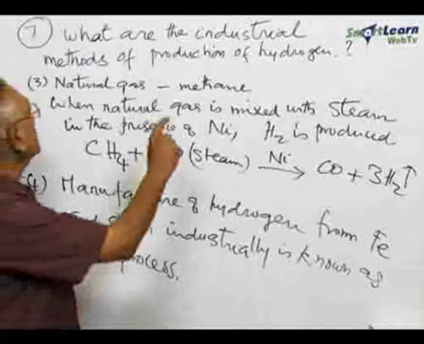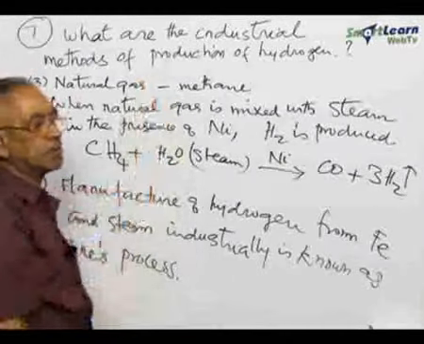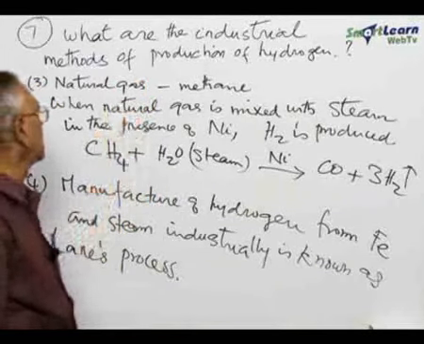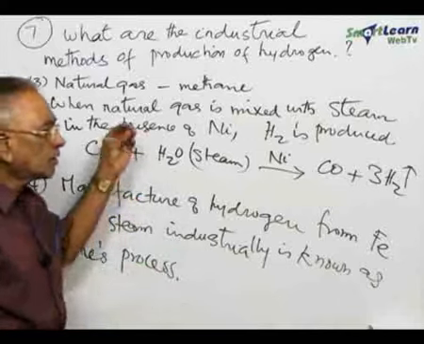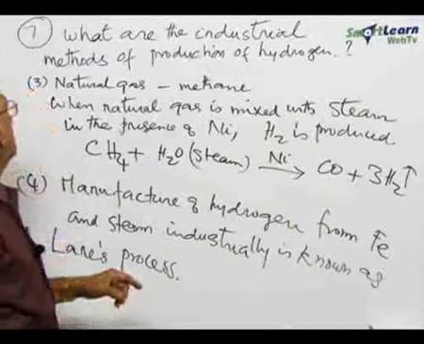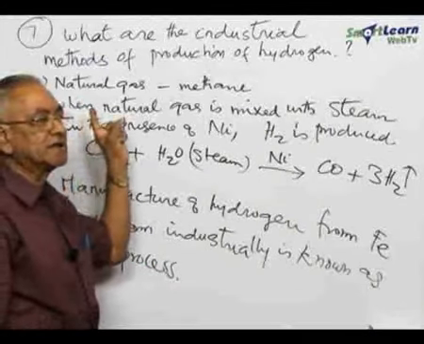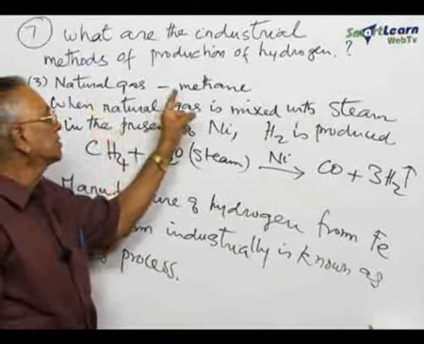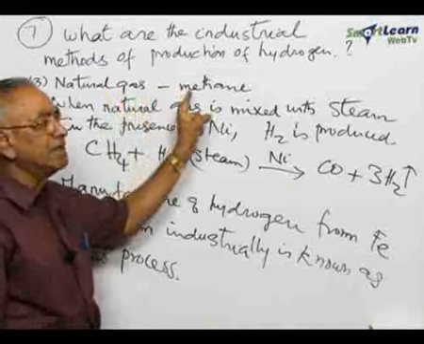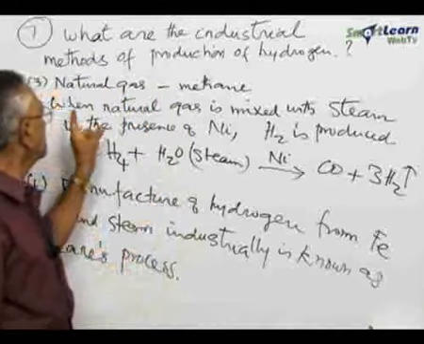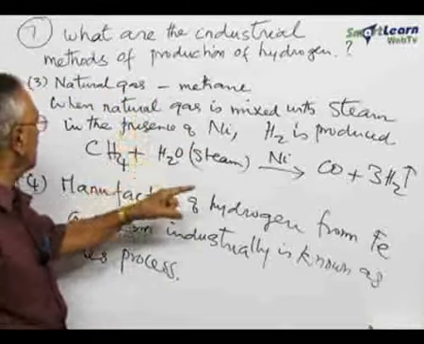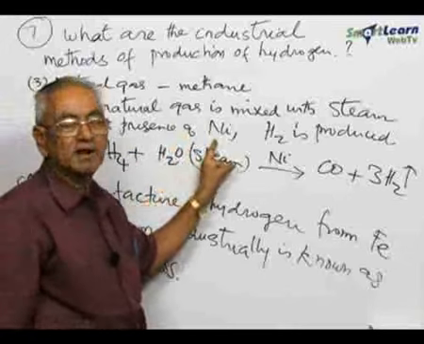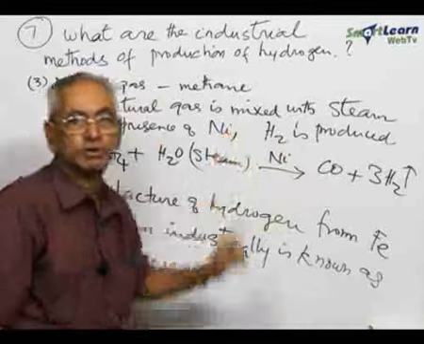We have now been looking at the various industrial methods of production of hydrogen, one of which we saw was the Bosch process. Now there are one or two other methods which are also equally important. Natural gas is available from the petroleum fields and is very rich. Most of natural gas is methane, and when natural gas or methane is mixed with steam in the presence of a catalyst like nickel, hydrogen is produced.